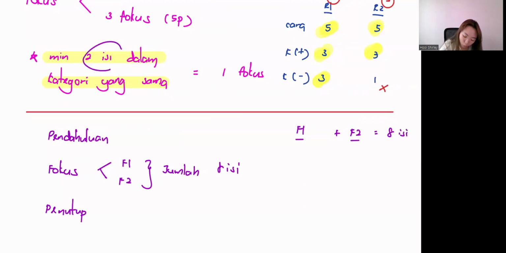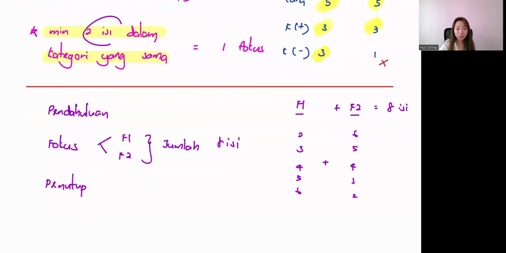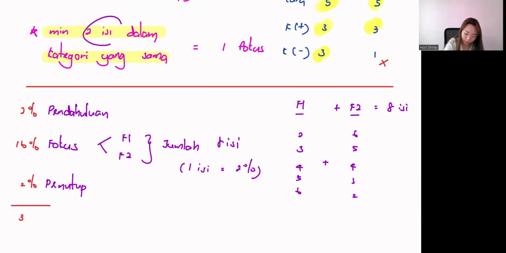So start with the minimum 2. 2, 3, 4, 5, 6 plus 6, 5, 4, 3, 2. No matter how, it is 8 isi in total. Either combination is accepted, okay? So as long as it's 8 isi for the focus, then we'll do. Then 1 isi, 2 marks. 8 isi, 16 marks. So for the focus here, you will get 16. 2 for pendahuluan, 2 for penutup. In total, 20. Additional 10 is the bahasa.